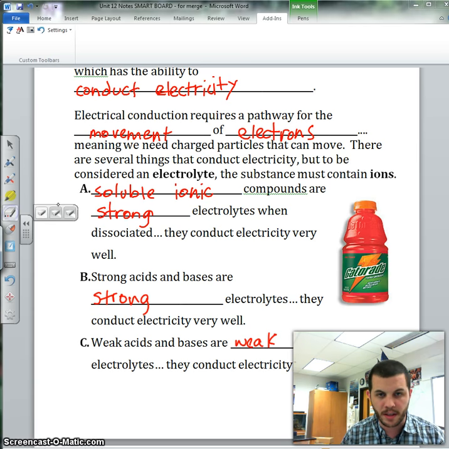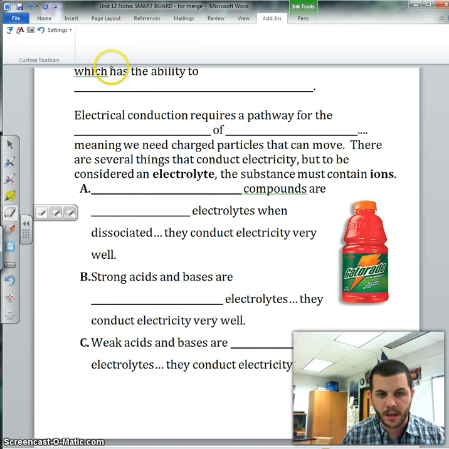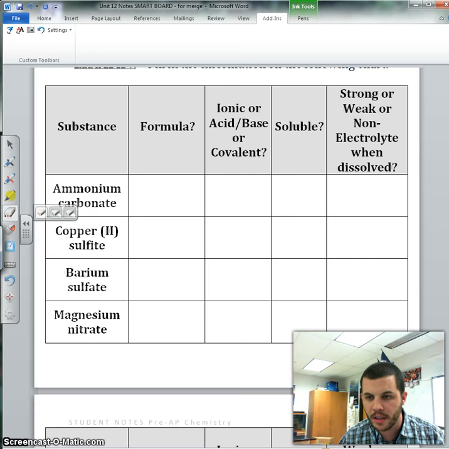All right, so let's erase this real quick. Fun with erasers. Okay, we're erased, and let's keep on moving.